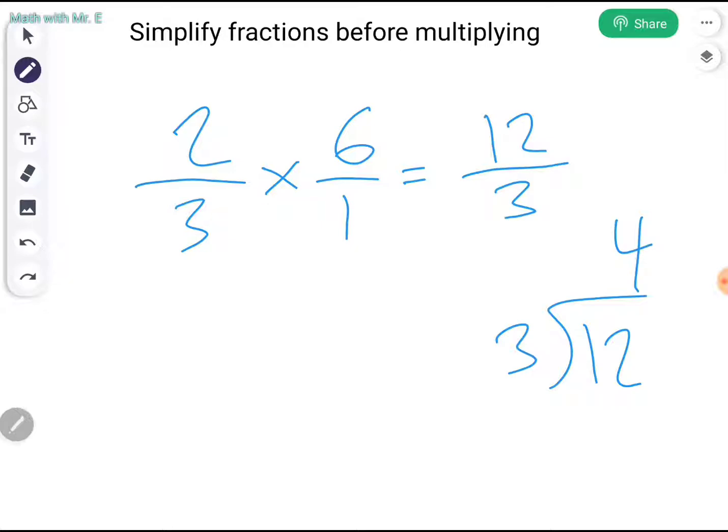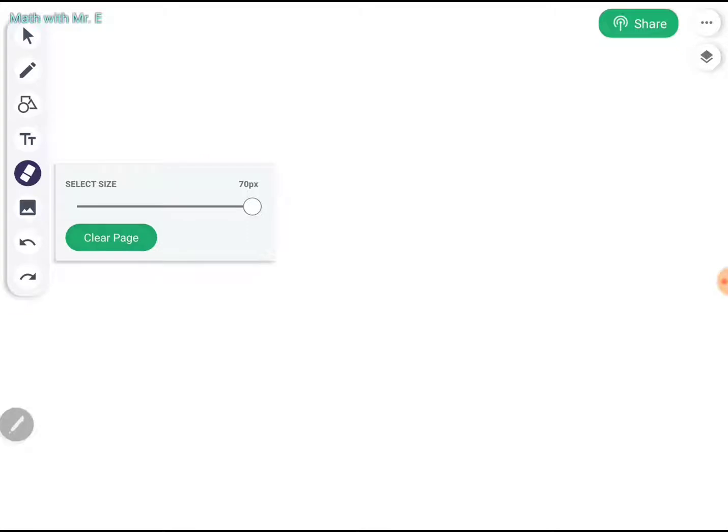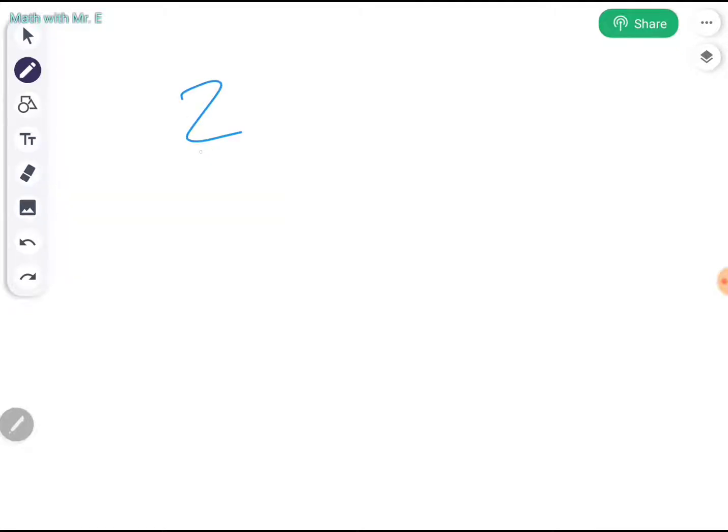But we can also go ahead and simplify beforehand. So let's clear this out and do it again. We had 2/3 times 6/1. In order to simplify beforehand, we're going to look at our numerators and denominators. If any numerator has a common factor with any denominator, we can divide each of those by that common factor.